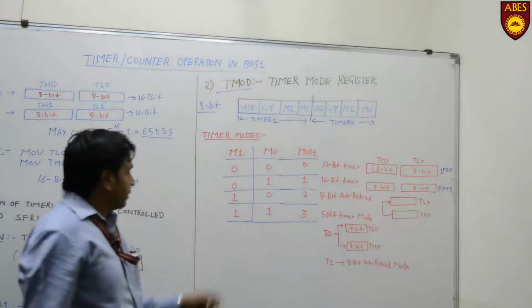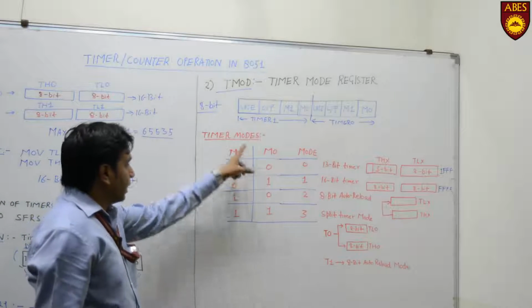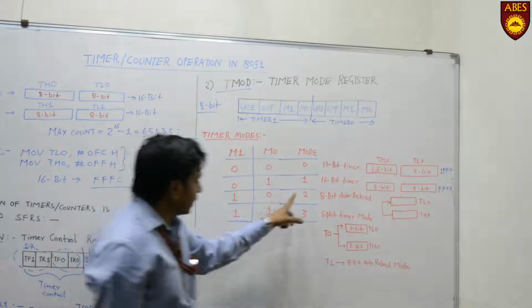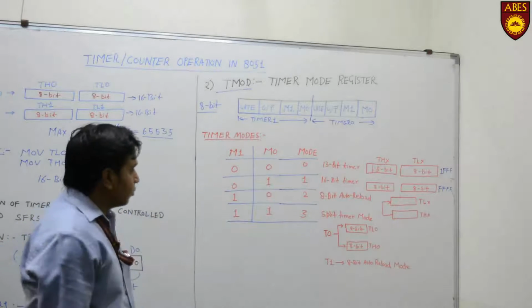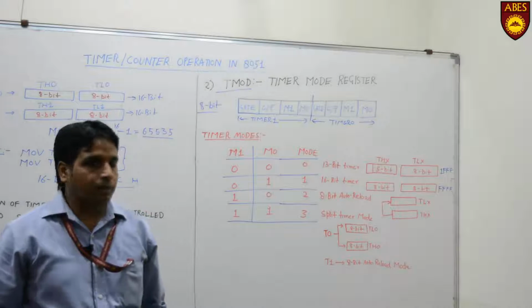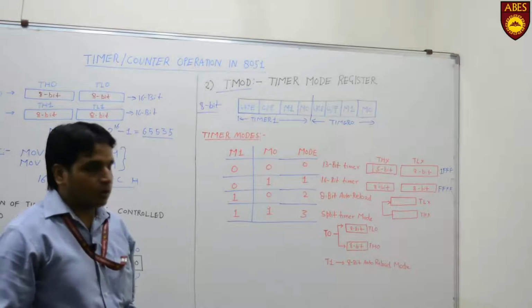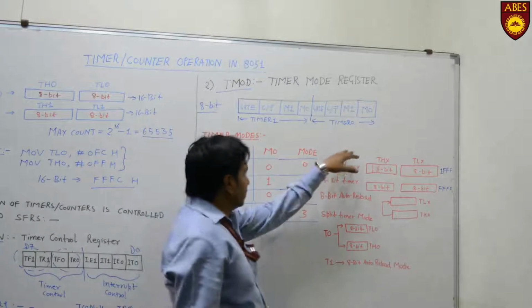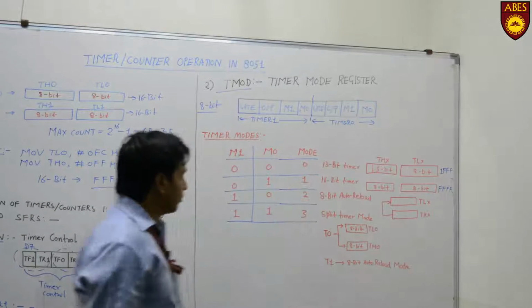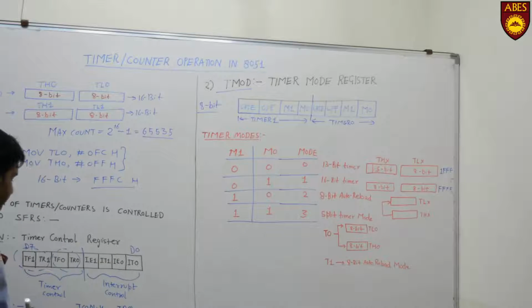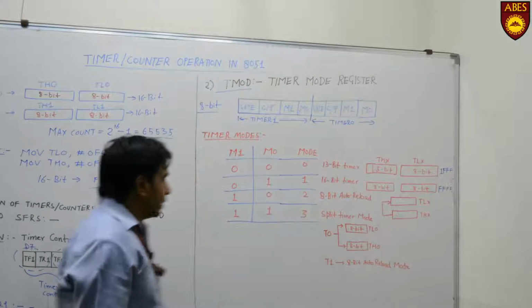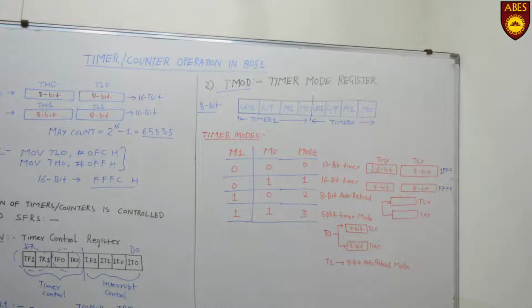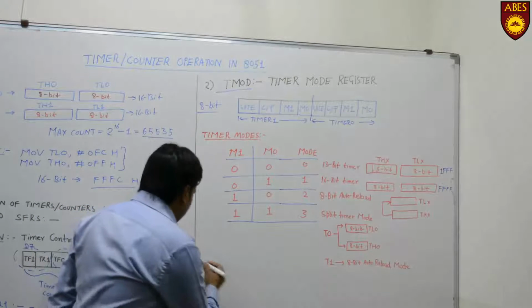Then in mode 2, when M0 equals 1 and M1 equals 1, mode 2 is selected, and this is called the 8-bit auto reload mode. This mode 2 has an entirely different function as compared to the other modes of the timer. What is the difference? In mode 0 and mode 1, when we load some value, initialize the timer value, it counts in the up direction, and when it reaches the maximum value, it rolls over to 0000 hexadecimal.